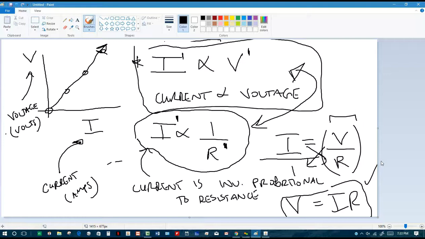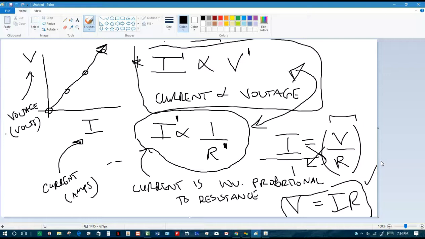So I've shown you two different ways of looking at it, which all say that voltage is equal to the product of current and resistance, and more conceptually that current and voltage are directly proportional, and current and resistance are inversely proportional. All right? Yes. All right, so now moving on. Let me look at one of your problems.